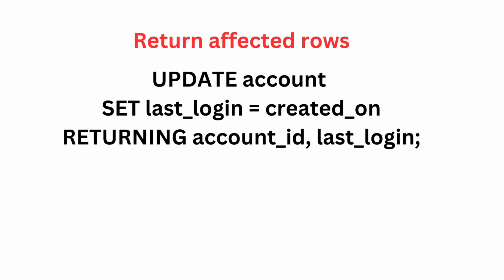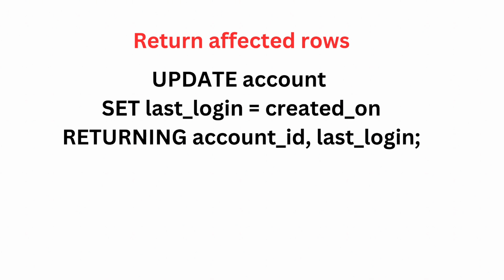We can also return the rows that are affected. So if you just run one of these update commands, you don't see any results. But if you do want to see particular columns that were affected, you can set the command to something like update account table, set last_login column equal to the created_on column, and then you can say returning and choose the columns you want returned, and it's going to return the rows that were actually affected. And you can return all the columns or a subset of columns. It's really up to you.